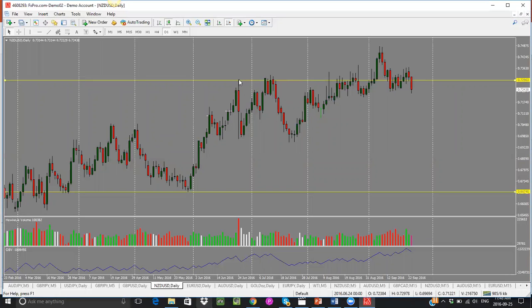As you can see, this is the top of the resistance here. This is the top of the pin. Even though this candle closed like this, I would not buy after this candle because we are right into resistance. We are at the top of the mountain, and at this point we could see a pullback.